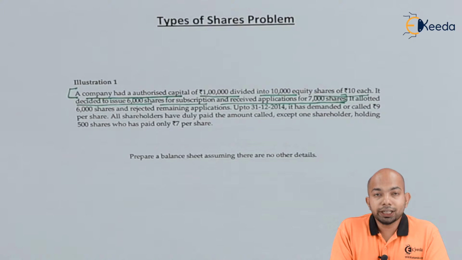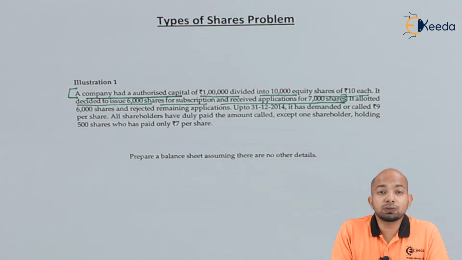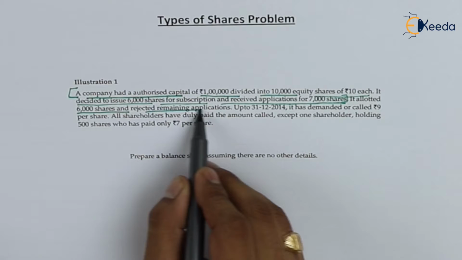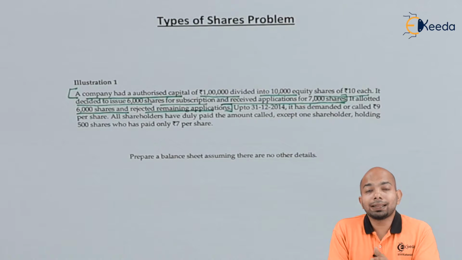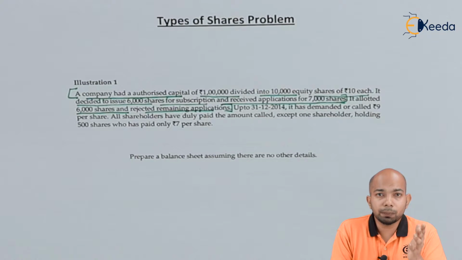It decided to issue 6,000 shares for subscription. That means it issued 6,000 shares. However, the shares that got subscribed are 7,000 shares. It allotted 6,000 shares and the balance, that means the additional shares that came in for subscription, were rejected completely.